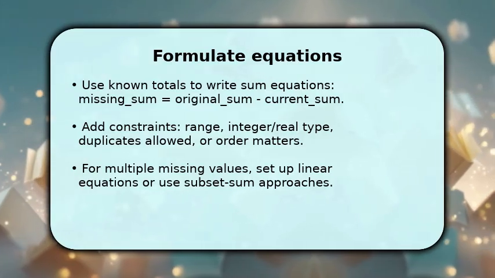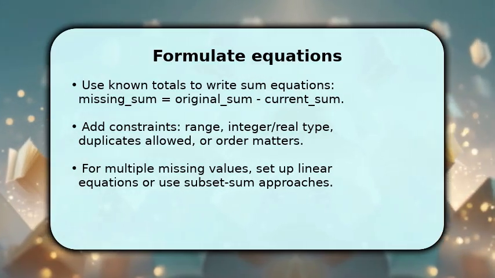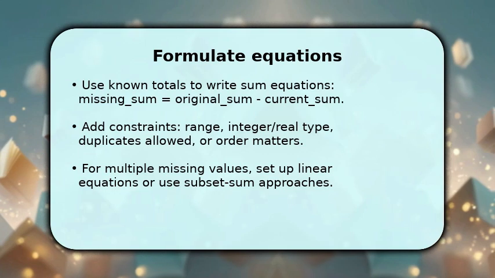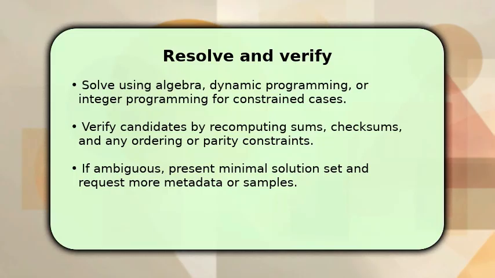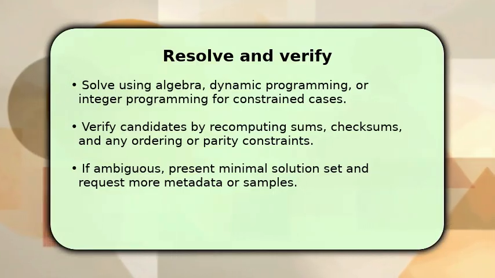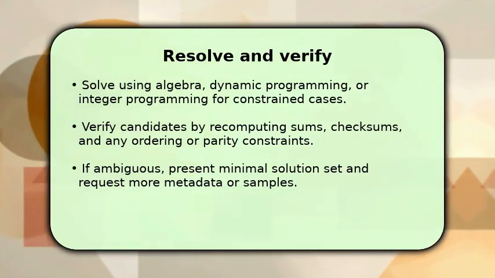Resort to brute force or optimization only when constraints still allow many candidates. Finally, compute candidate values and validate each against every constraint. Once computed, plug numbers back in to confirm the original sum, checksum, and any provided statistics match.